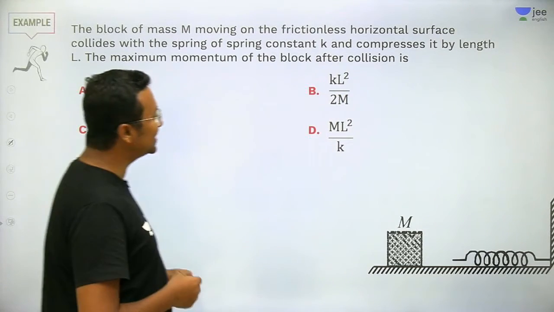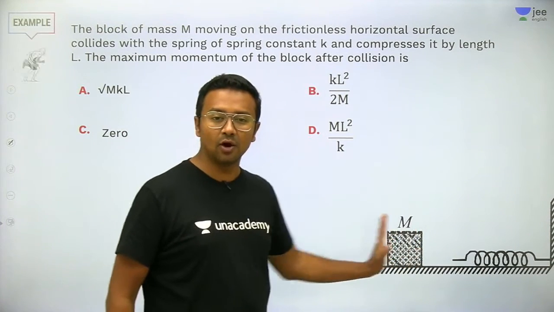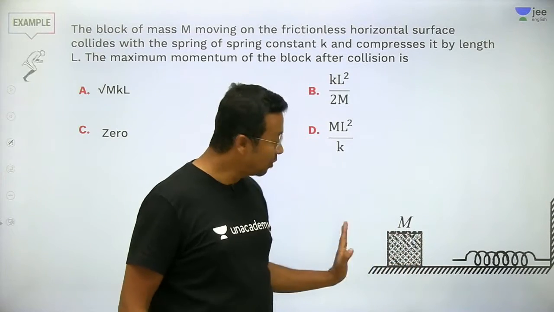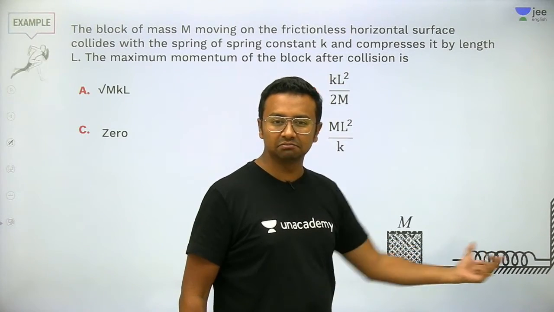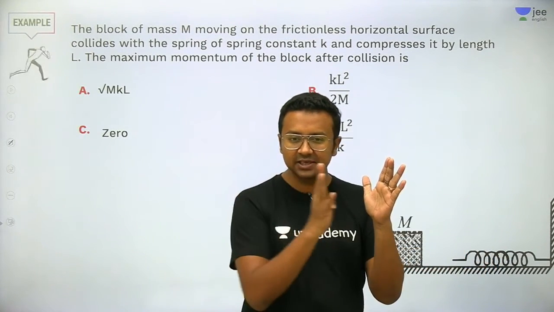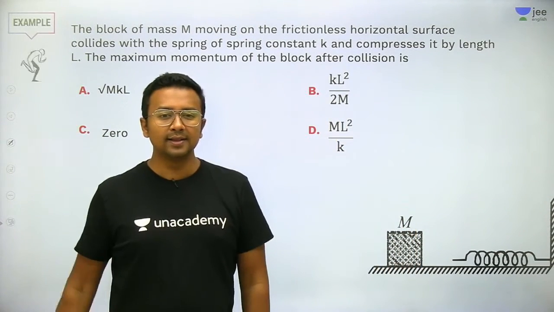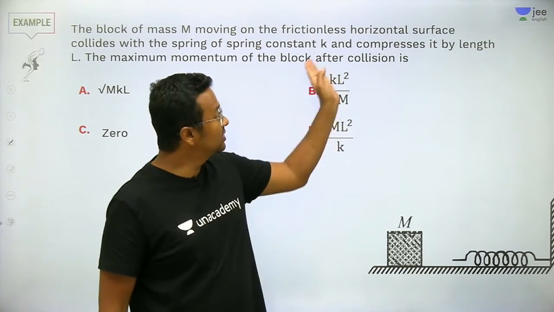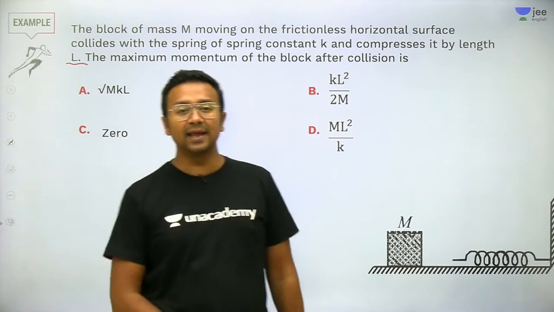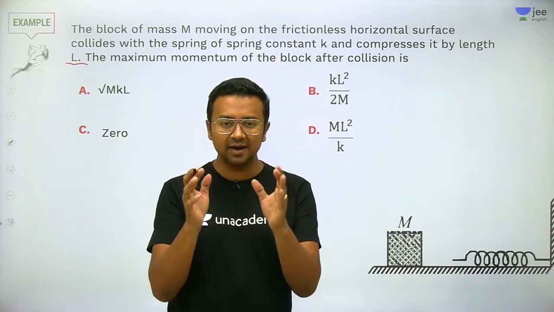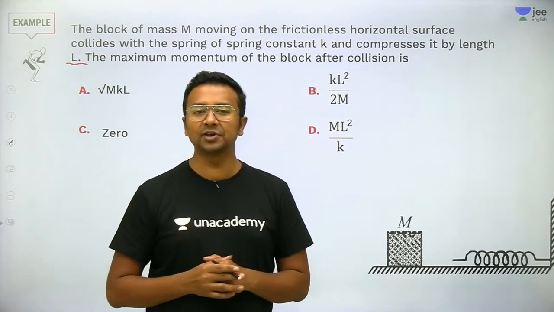Alright, so in the first method, what does the question say? That there is a block M moving on a smooth surface. It will strike against this spring and start compressing the spring. They have asked us, let's say the spring gets compressed by a maximum length L, then what will be the maximum momentum of the block after the collision?